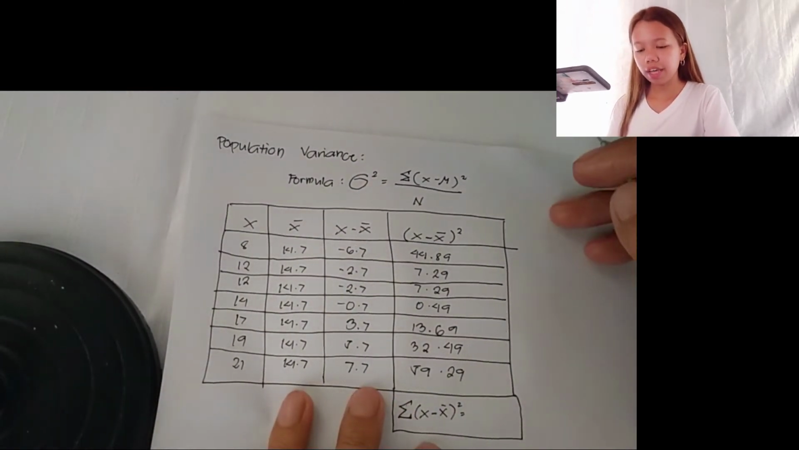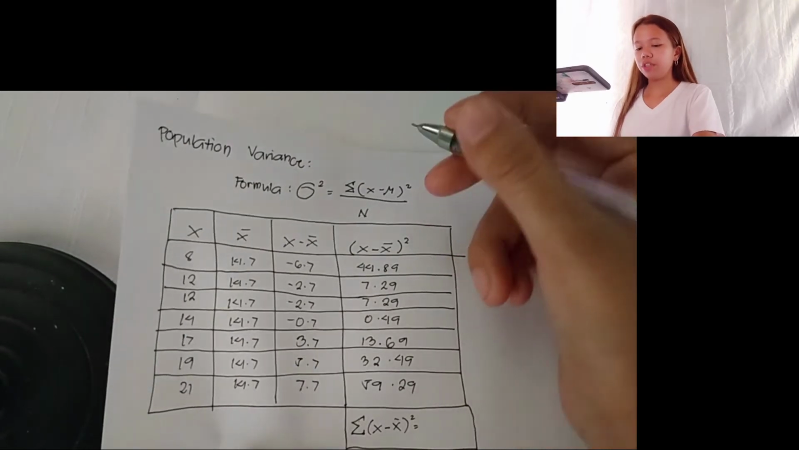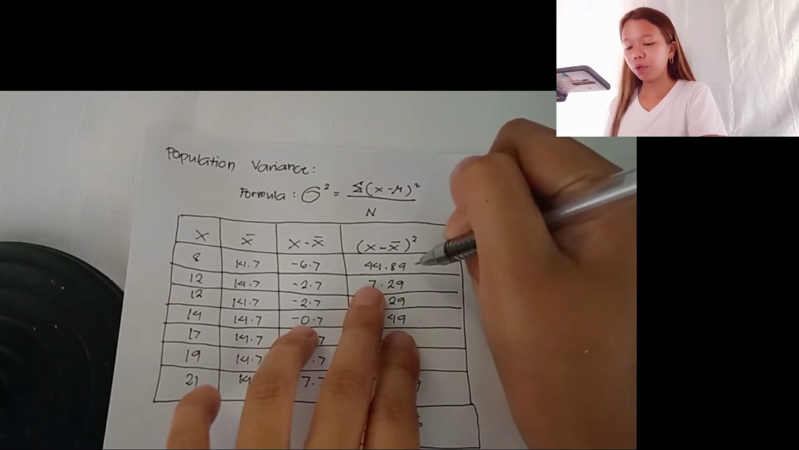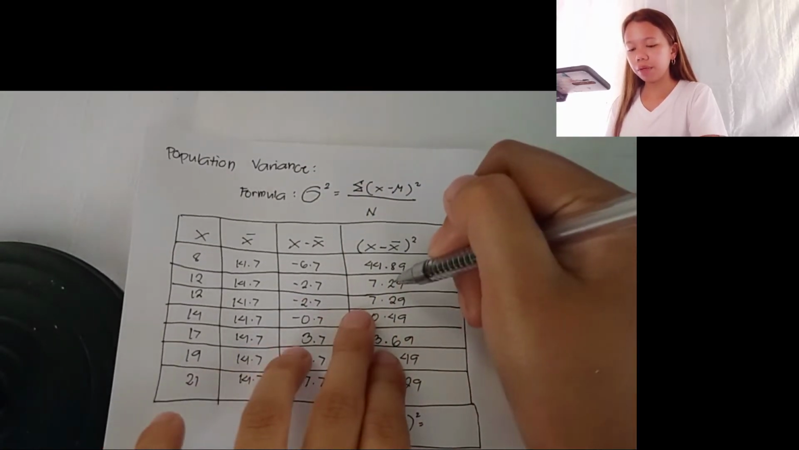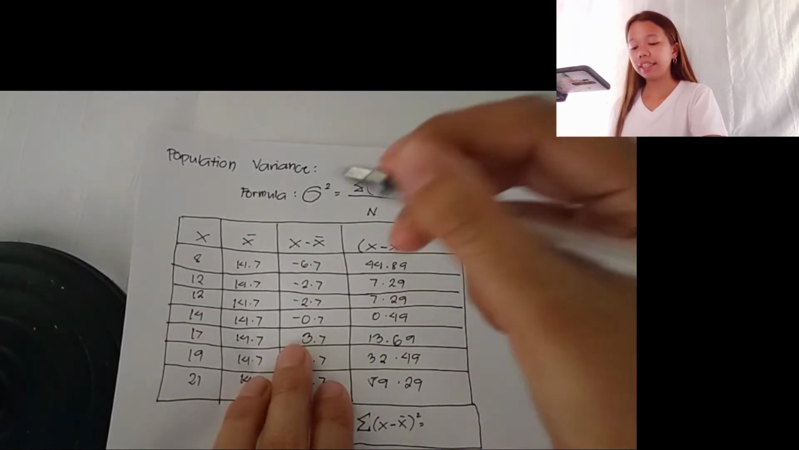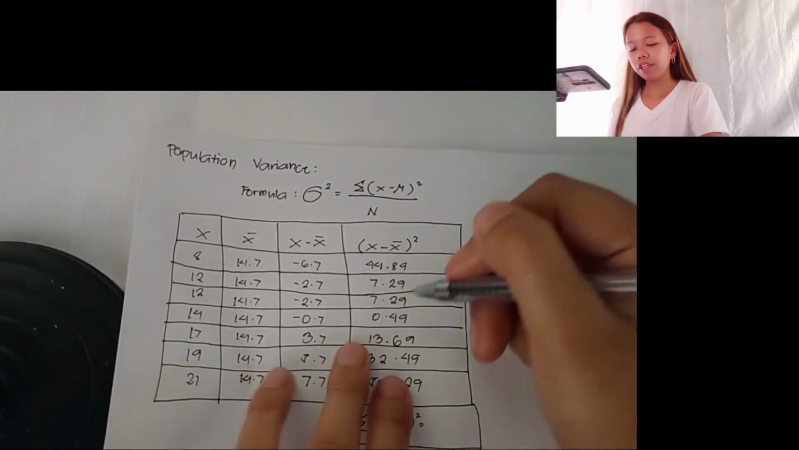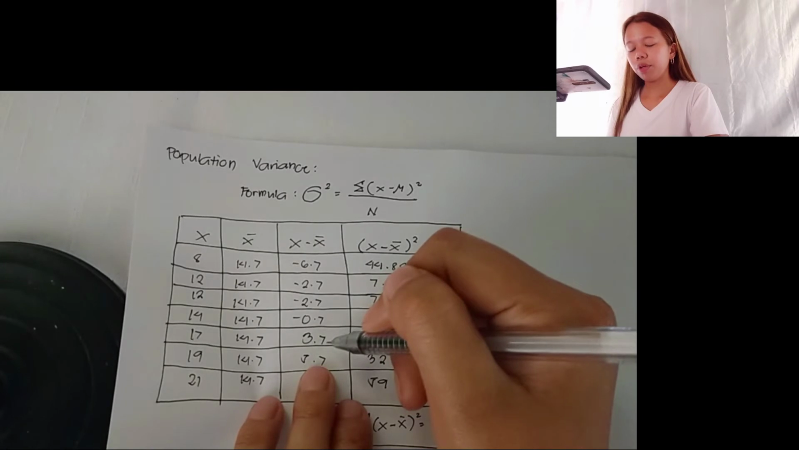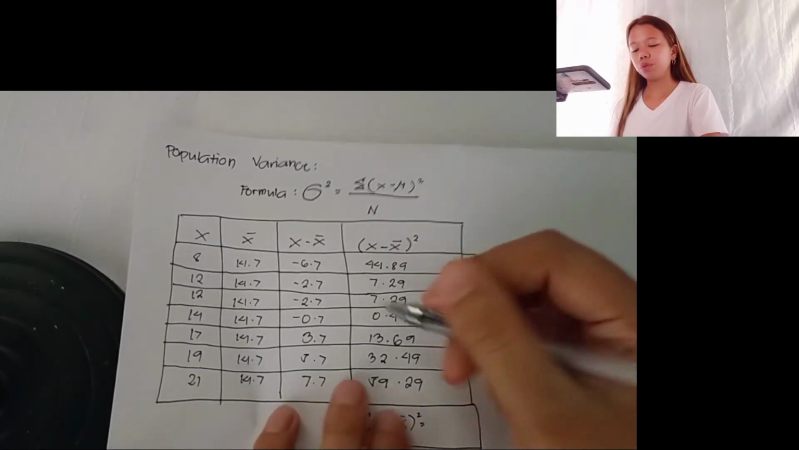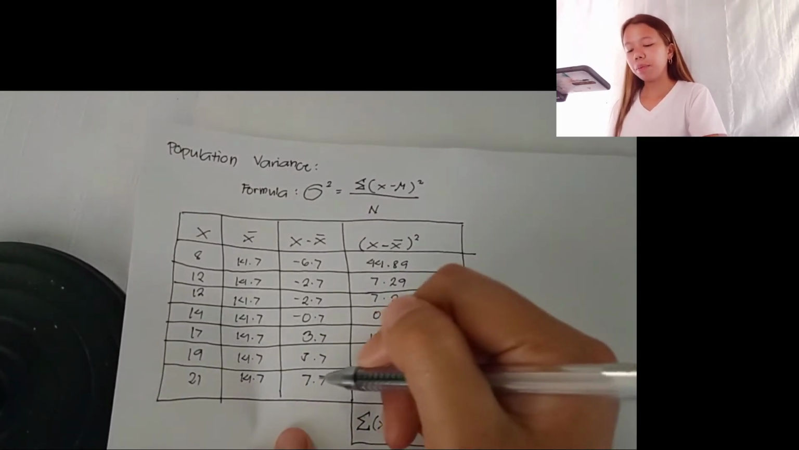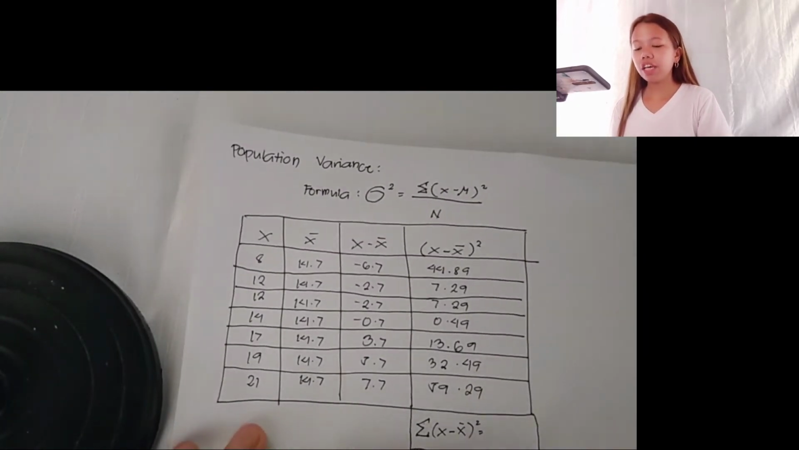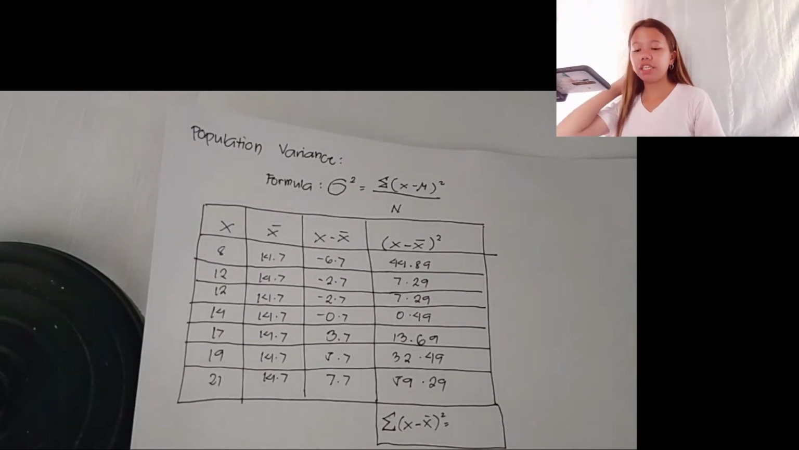So let's find next the square. So the square of negative 6.7 is 44.89. Square of negative 2.7 is 7.29. Negative 0.7, that would be 0.49. 3.7 squared is 13.69. Square of 5.7, that would be 32.49. And 7.7, that would be 59.29. So we write the table here so that we can find the answer easily.